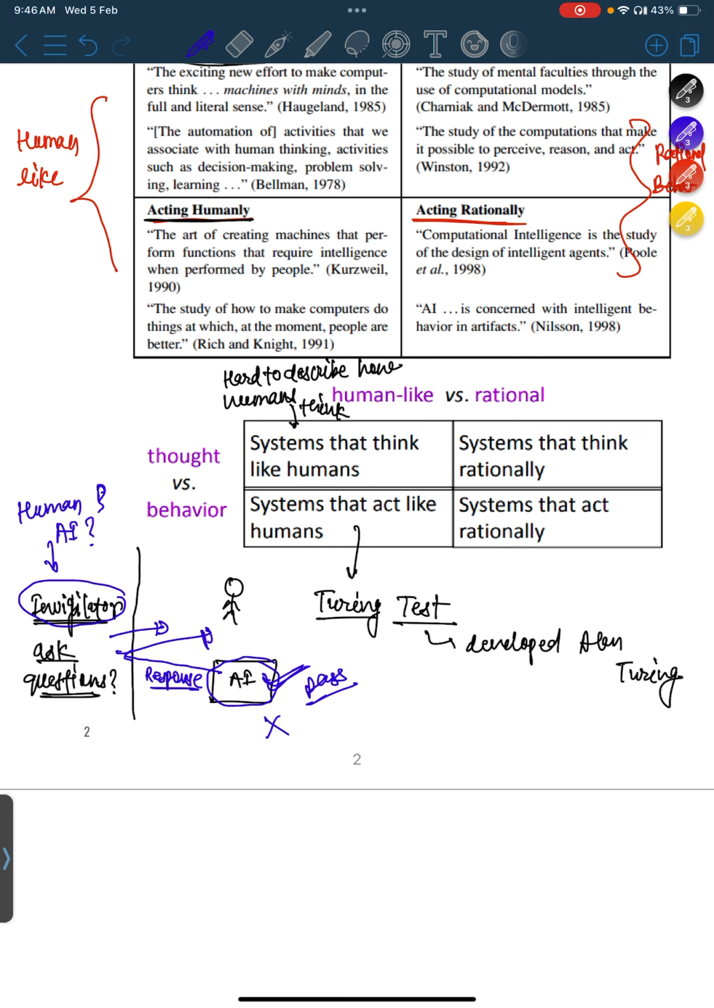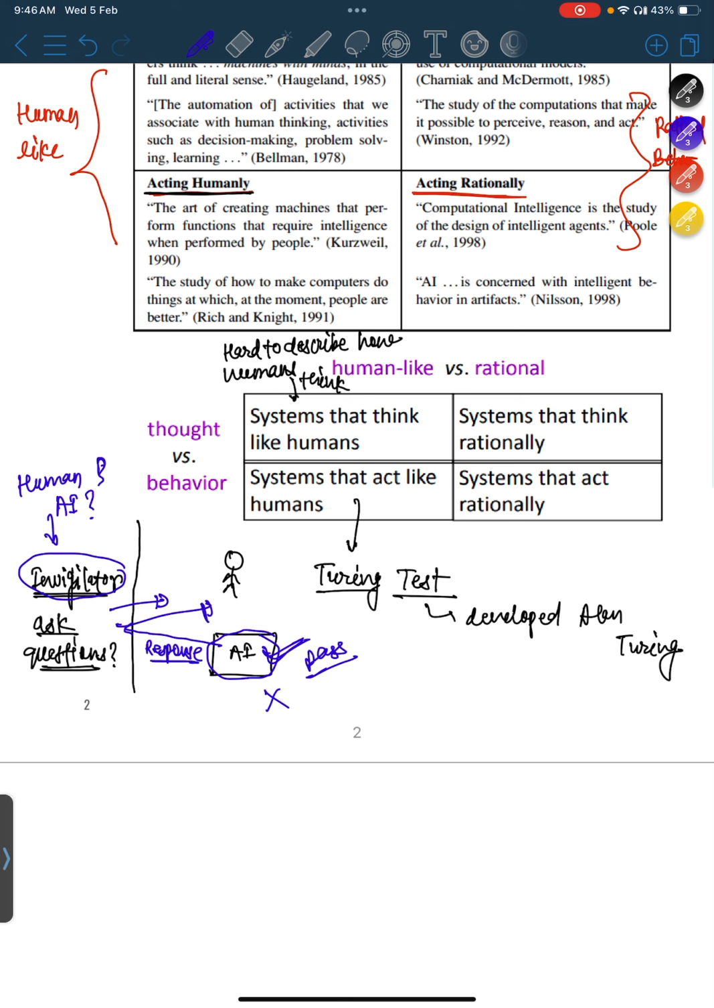So to pass a Turing test, our AI might need to understand human language. So it might need NLP systems, might act or give answers in a written form or not, something like this. Computer vision might be there or not. So acting humanly is another part of the definition.